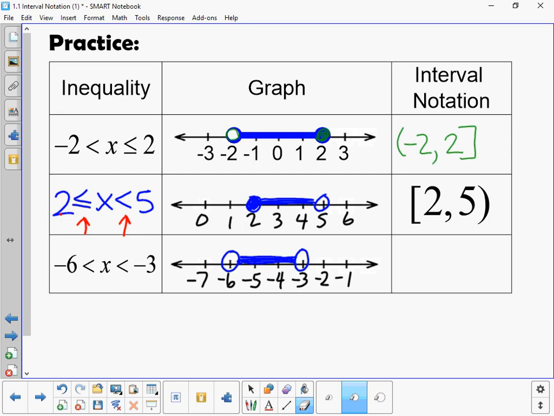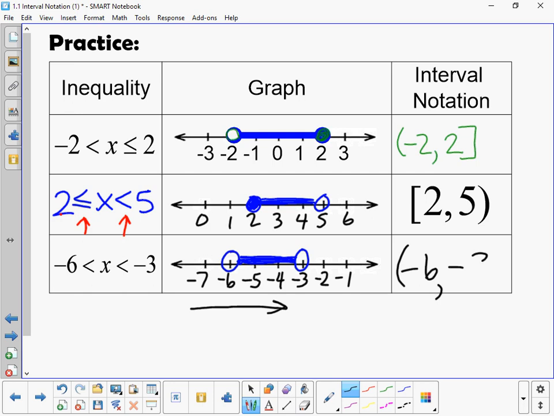And now we just need to write that in interval notation. And in this case, if we read our picture from left to right, it starts at -6. I used a parenthesis because it was not included, and it goes up to -3. Another parenthesis on the other side because it is not included.